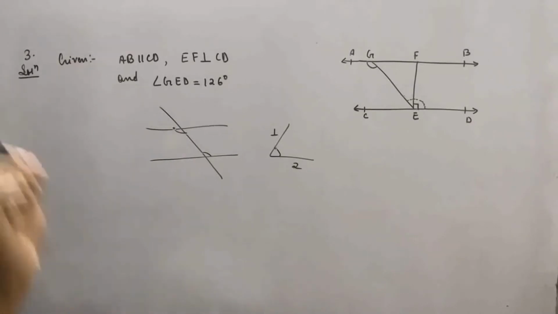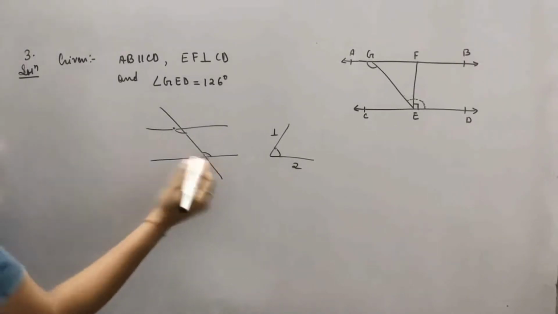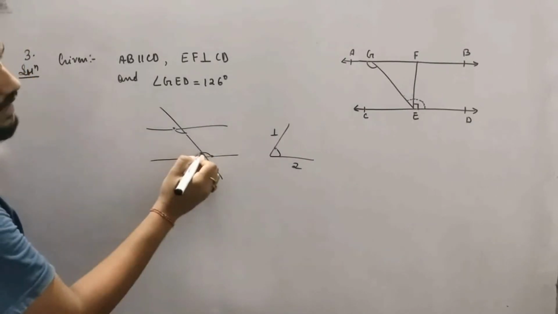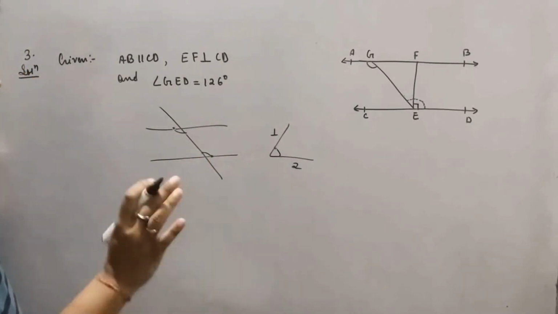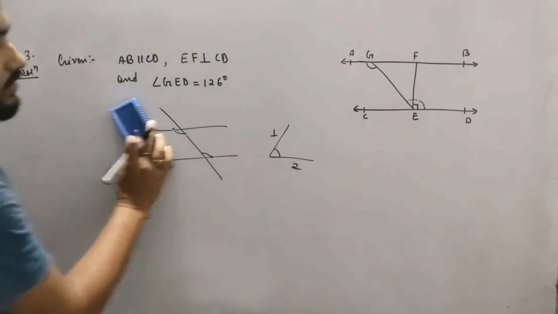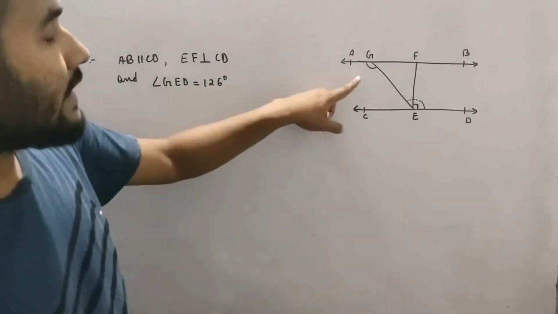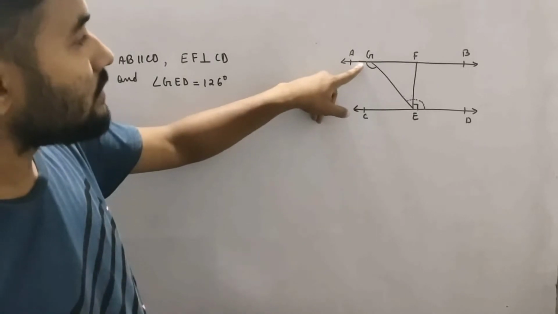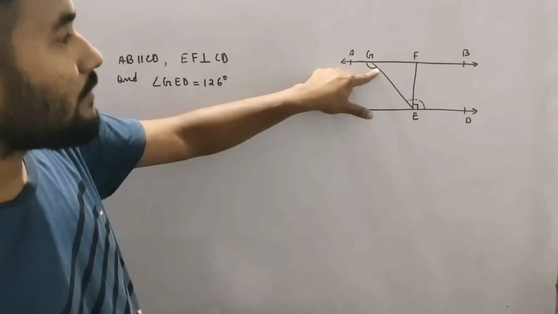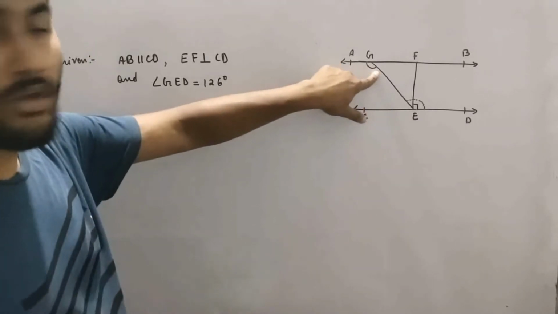will be touching the transversal, okay? Similarly over here also you see, one point will be touching the parallel line and the other point will be touching the transversal. Same thing goes for corresponding angles also, okay? So if you see this angle, one point is touching the parallel line, this one, okay, and the other point is touching the transversal, okay.